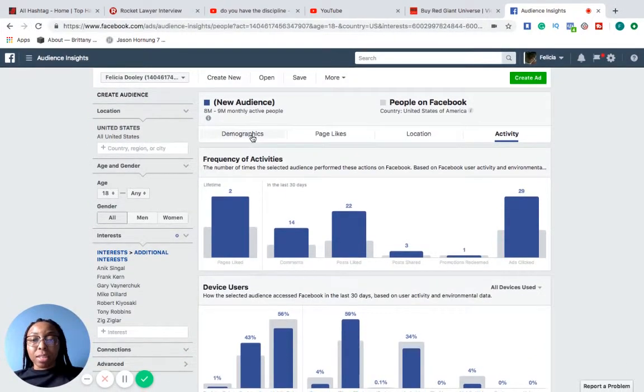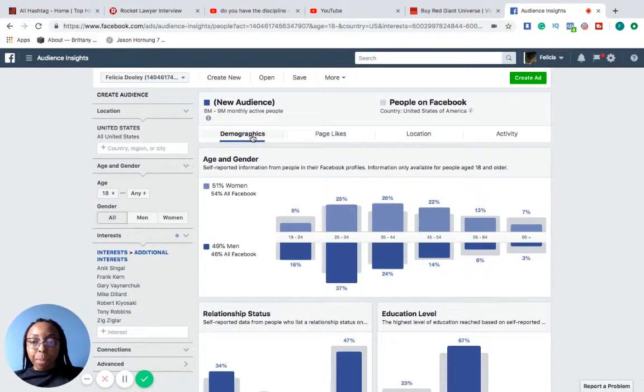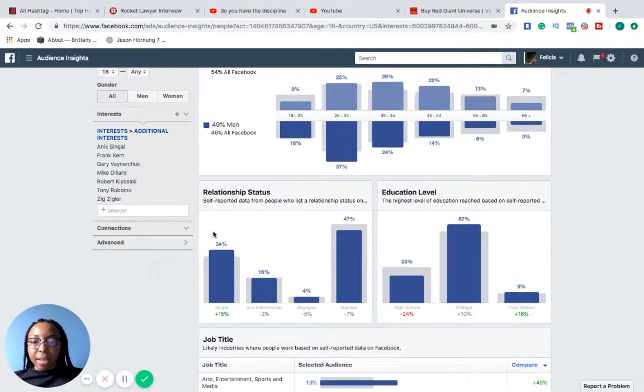Okay, so we're going to go back to demographics. Because I put in Zig Ziglar, and sometimes it kind of fluctuates depending on the rotation of these guys, meaning that if I took some of these guys out and didn't put them back in the same order, sometimes it gets a little offset. But it's 46% men, 54% women. So I would still keep the gender as all. So we know that in relation to that.